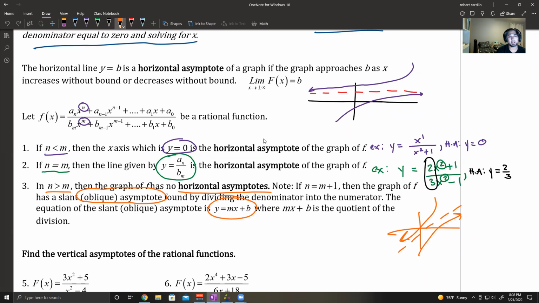A good example of that, let's just say I had y equals x cubed plus 1 over x squared minus 1. Here the degree is 3. Here the degree is 2, which means it is no longer a horizontal asymptote. It is an oblique asymptote, and the only way to find it is by using long division. So on your homework, if you come across one of these, I think it says, what is the horizontal asymptote, or is there a horizontal asymptote? And for this one, you would say, no, there is not a horizontal asymptote.